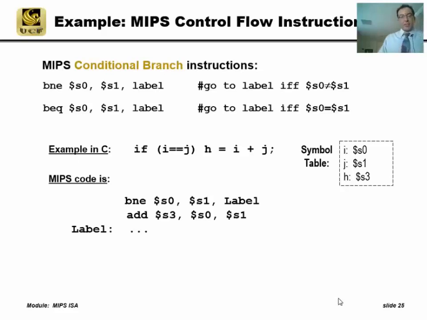Here's a C statement testing the equality of i and j. If i equals j, then we set h to i plus j. Suppose i does not equal j, we do nothing. In this one statement, we go on to the next statement, which is down below it, right? In the C. So suppose it's given to you that the value of i resides in register S0, the value of j resides in register S1, and the value of h resides in register S3.